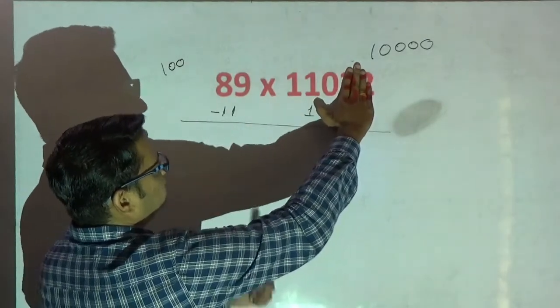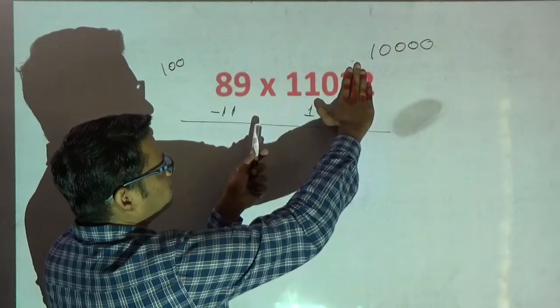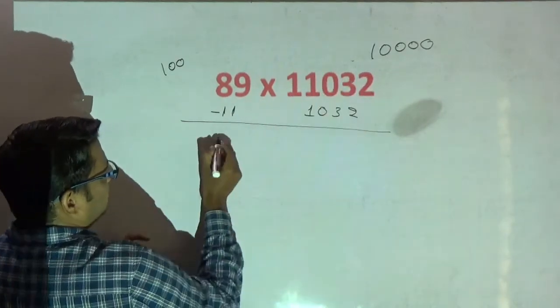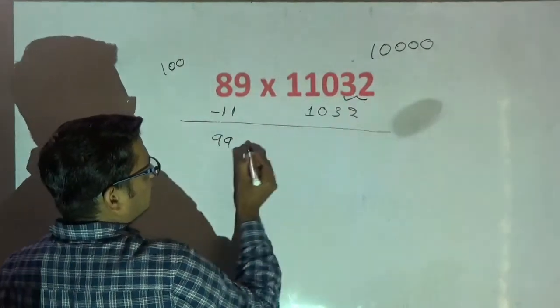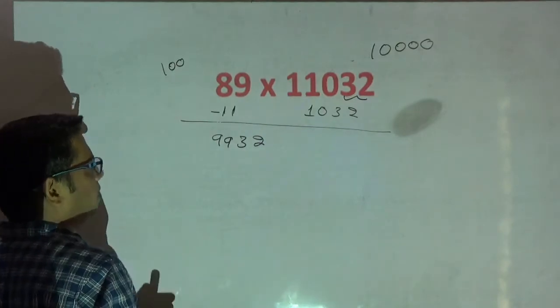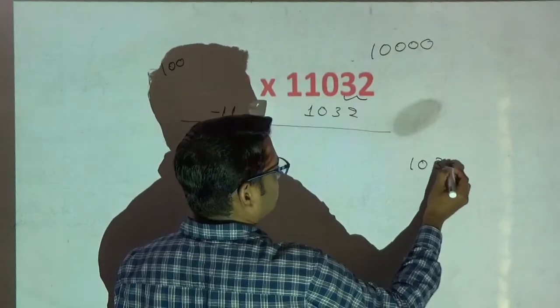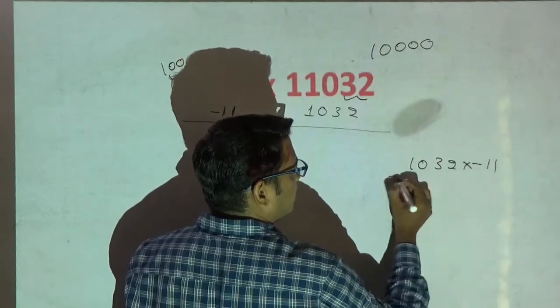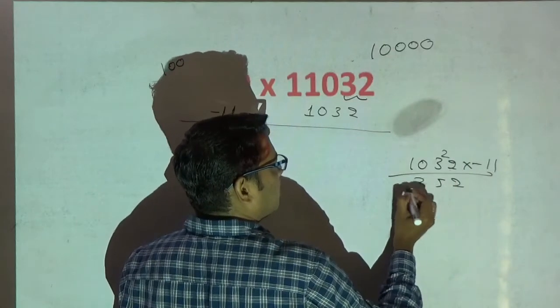110 minus 11. 110 minus 10 is 100, minus 1 is what? 99. Okay, so you write 99. 110 minus 11 is 99. Then these two digits you write as it is, that is 3, 2. Up to this, hope you have understood. Correct? Now what you need to do is multiply these two. 1032 into minus 11. 11 times 2 is 22, 2 carry. 11 times 3 is 33 plus 2, 35, 3. 11 times 1 is 11.